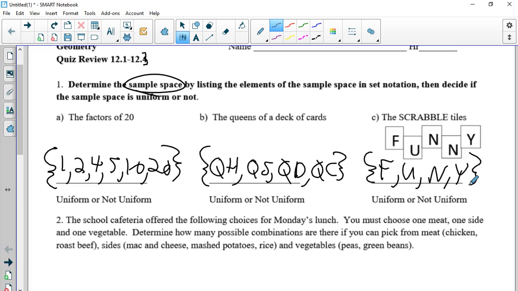Now, that leads to the second question on all these. Uniform or not uniform? Uniform means you have the same equal amount of chances to pull one thing as any other thing. So, is there a better chance of getting a 1 than a 4 on A? No. So that's uniform. Is there a better chance of getting a Queen of Clubs or a Queen of Hearts? No, because there's only one of each type. But on C, since there are 2 N's in the word, now there's only 1 N in the sample space, but since there's 2 N's in the actual word, then it is not uniform because there's a better chance of getting N's than Y's, or U's, or F's. So that's why it's not uniform.